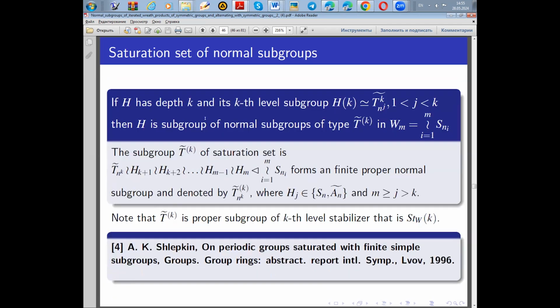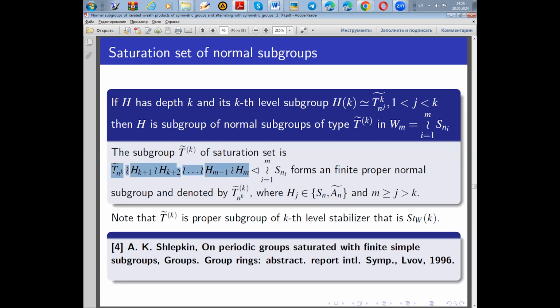Firstly, the concept of saturation set was presented by Alexei Shlepkin in his thesis in Lvov in 1996. And sometimes it characterizes a whole group, for example, an infinite Lie group, by saturation set, if it's saturated by the following subgroups.